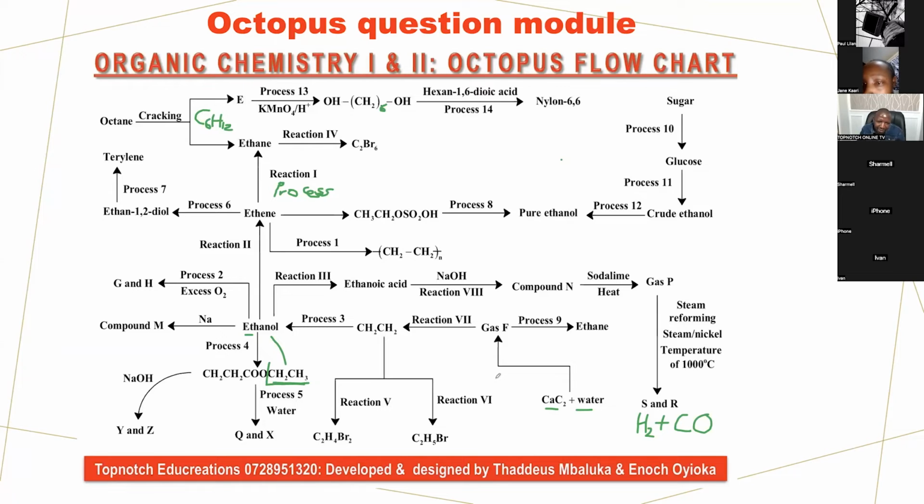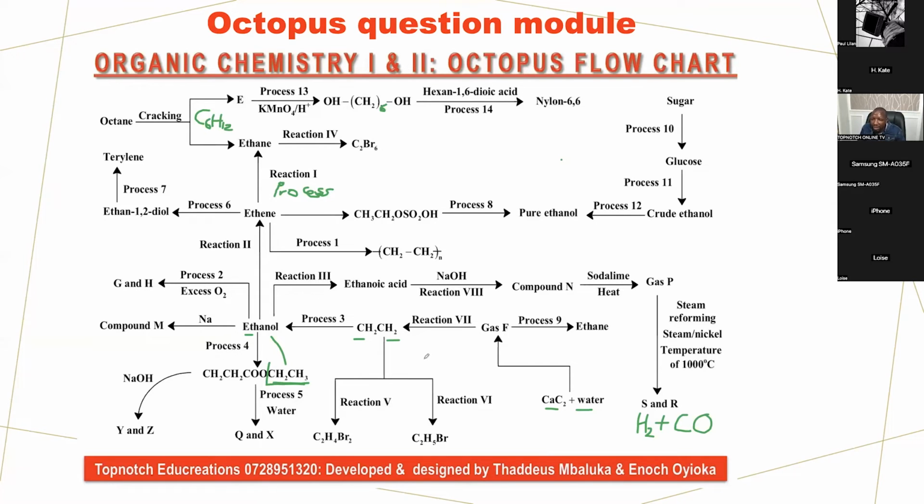Reactions being converted to C2H4. What is that reaction again? Hydrogenation. It requires hydrogen gas, nickel catalyst or palladium, and a temperature of 200 degrees Celsius. I'm saying gas F, this is ethyne, could be converted to ethene. What have we added? Hydrogen. So that is simply hydrogenation. It requires hydrogen gas, nickel catalyst, and a temperature of 200 degrees Celsius.